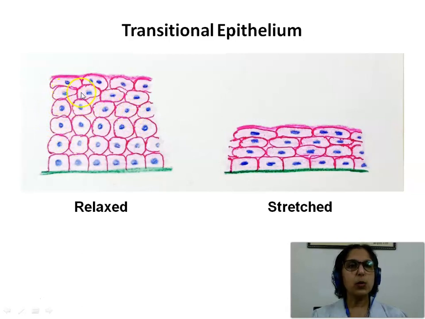And as we go towards the surface, these cells become pear-shaped, and the superficial layer has dome-shaped cells, and a few cells may also have two nuclei. In a stretched state, the epithelium becomes stretched, and the number of layers appears to be lesser. The basal or the deepest layer is made up of low cuboidal cells. The in-between layers are also pear-shaped, and the superficial-most layer is flattened. That is transitional epithelium. It helps in stretching, or it gives distensibility to the organ.